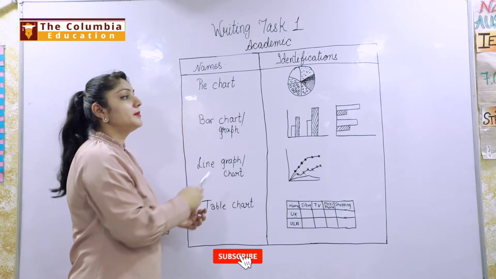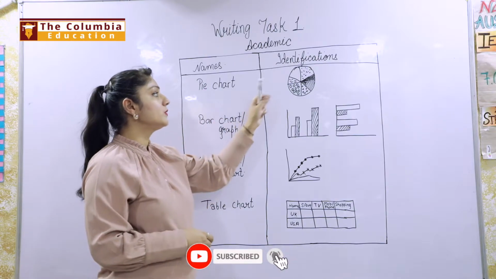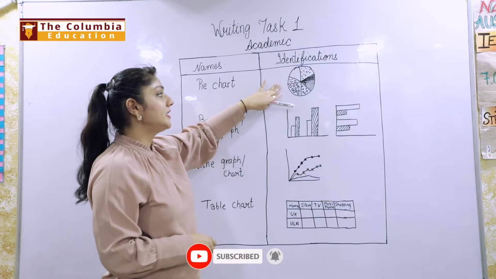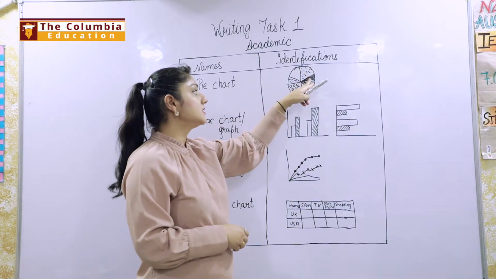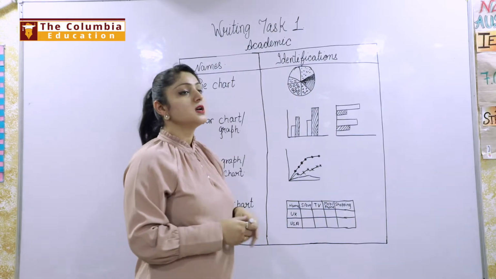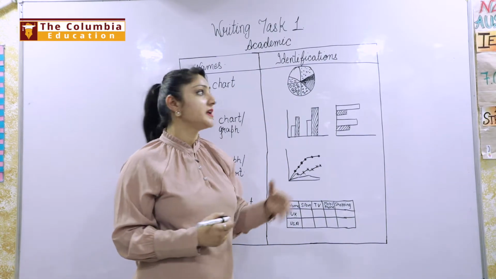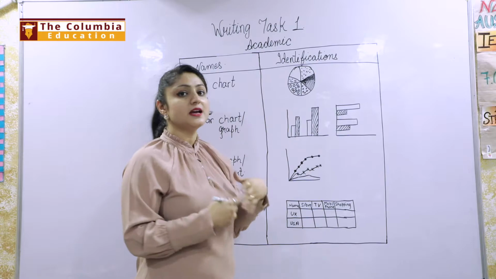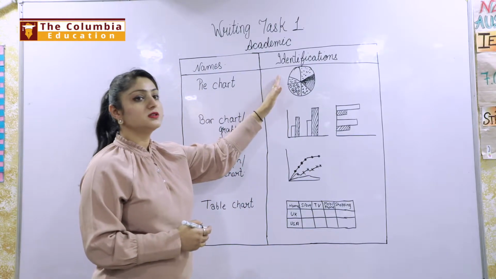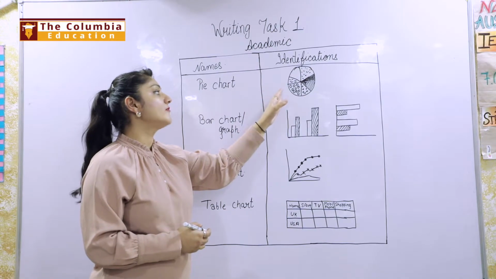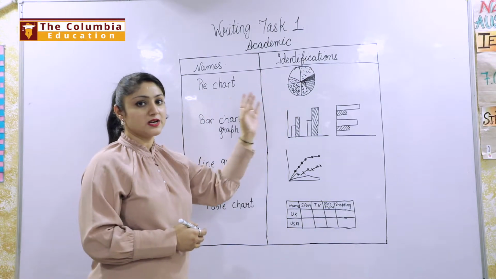First one, we have a pie chart. In a pie chart you will get the diagram in a circular position, right? This is a circle. See, this circle is divided into so many parts. That means we have to differentiate these things in task 1, right? This is a pie chart. Whenever we have a graph in a circle position, we have to mention this is a pie chart, right?